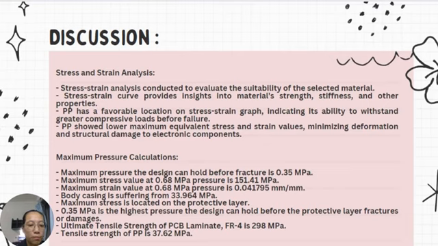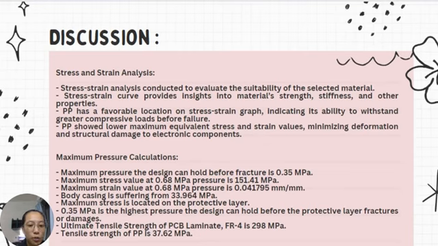Maximum pressure calculation. The maximum pressure the design can hold before fracture is 0.35 MPa. Maximum stress value at 0.68 MPa pressure is 151.41 MPa. Maximum strain value at 0.6 MPa pressure is 0.041795. The body casing is suffering from 33.964 MPa. Maximum stress is located on the protective layer. 0.35 MPa is the highest pressure the design can hold before the protective layer fractures or is damaged.